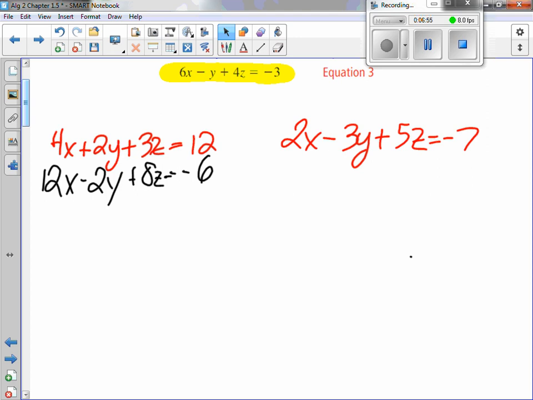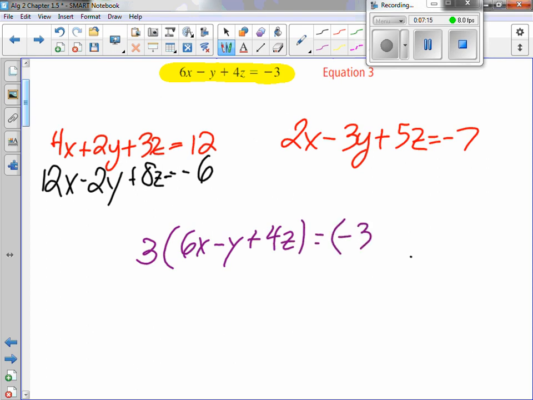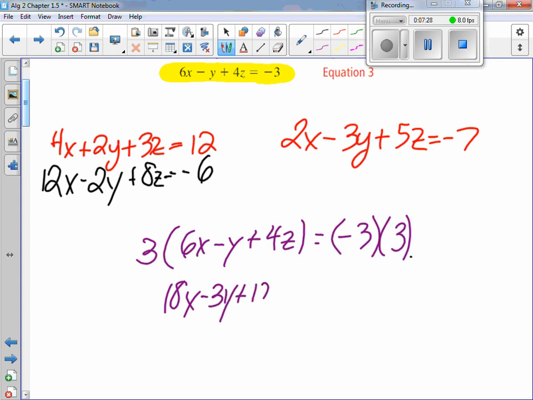Eric, I'm going to pick on you. What do I need to multiply this whole equation by, so that this y and this y are the same, have the same number? 3. So I'm going to do that again, but this time we're going to multiply it by 3. So 3 times 6x is 18x, 3 times negative y is negative 3y, 3 times 4 is plus 12z. And then we get negative 9.